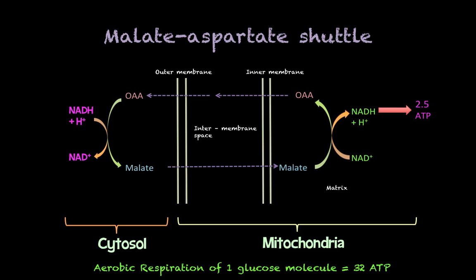So again, the number of ATP depends on the tissue and the shuttle system that it's operating. Now the heart and the liver use the malate-aspartate shuttle.